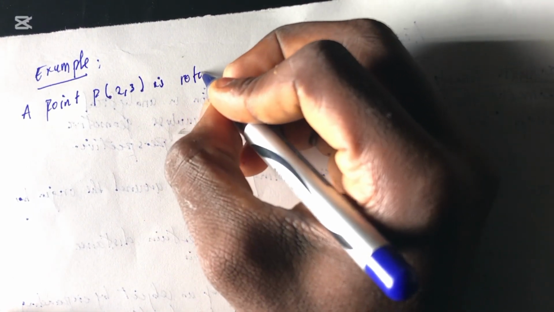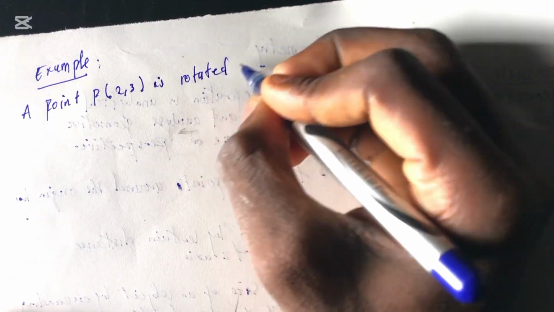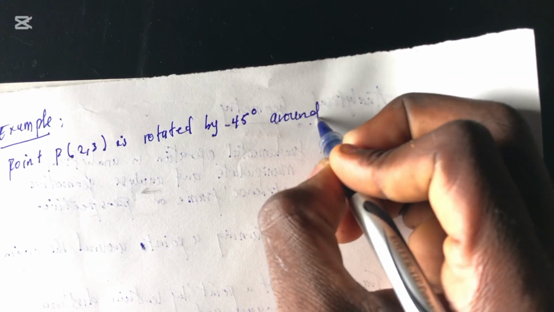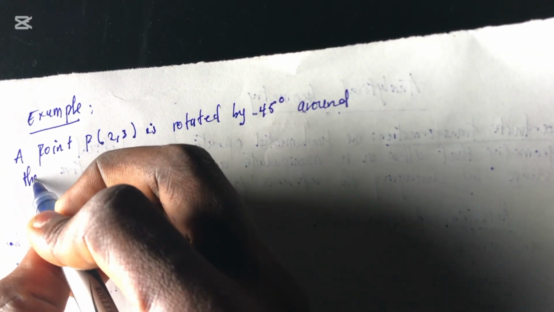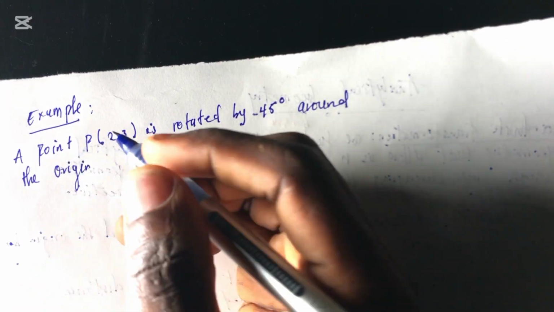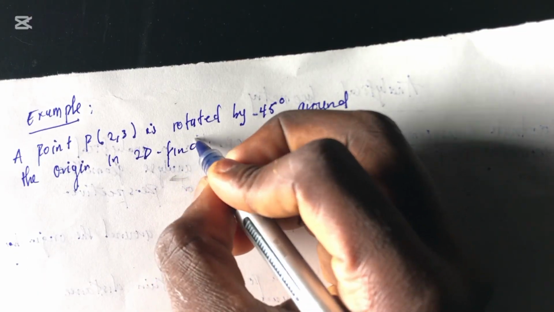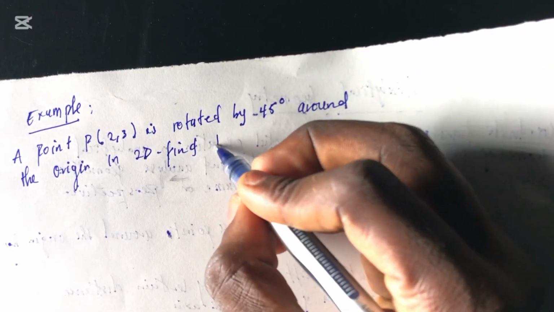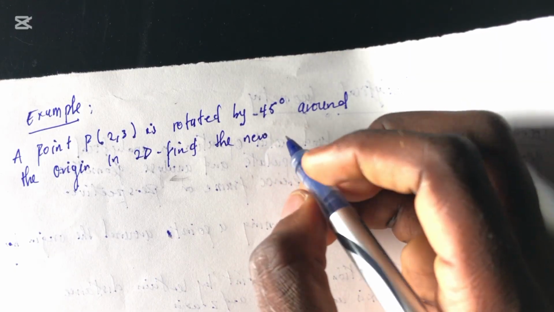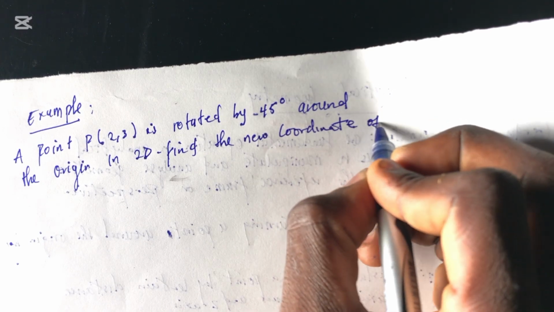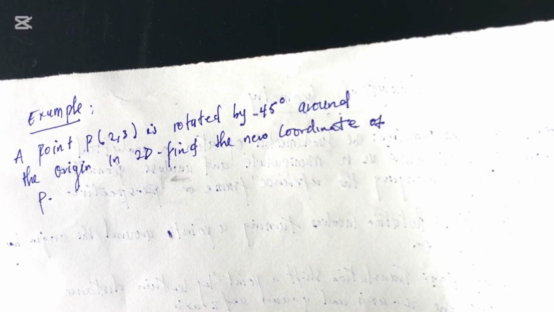The point P is rotated by 45 degrees around the origin in two dimension. Find the new coordinate of P.